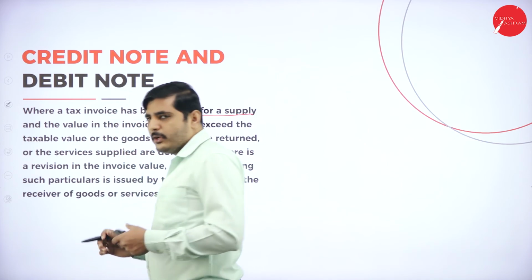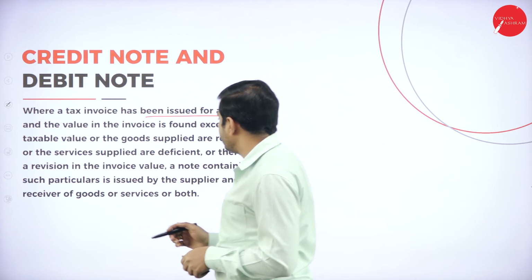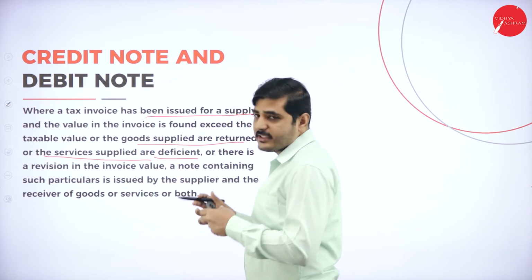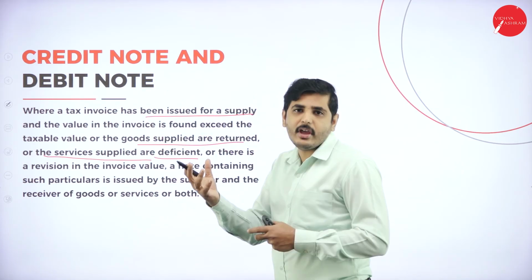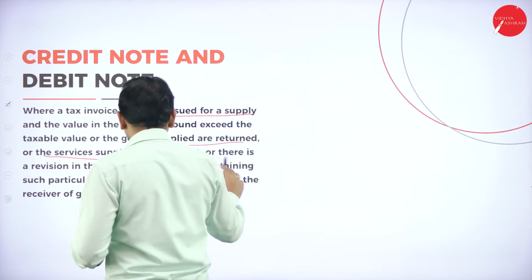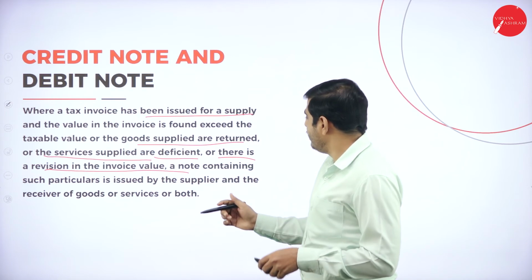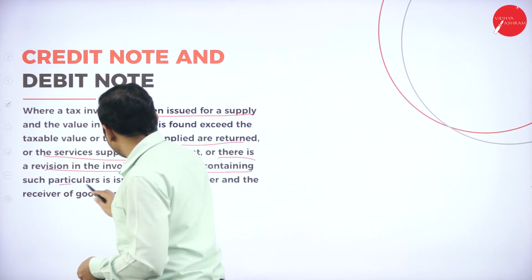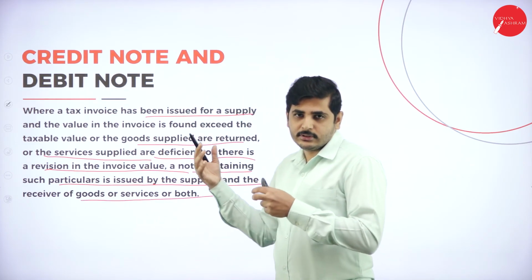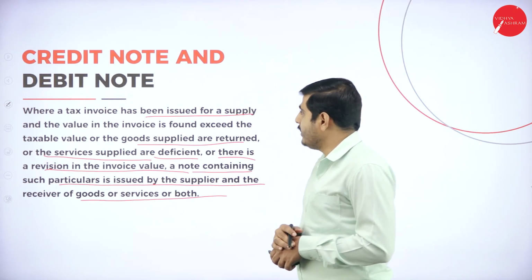Next one, if the goods are returned, in that case also we will issue a debit note or credit note. Next one, if the goods are supplied or returned, or the service supplied is deficient, or the service is not properly supplied, then also a debit or credit note will be issued. Next one, if there is any revision in the invoice value, if a wrong amount was entered in the invoice value. Next one, a note containing such particulars is issued by the supplier and the receiver of goods or services, or both. So the supplier issues the debit or credit note, and the recipient can also issue the debit or credit note.